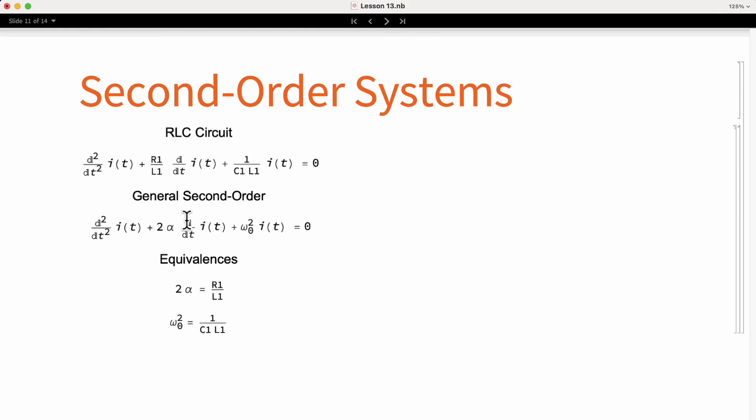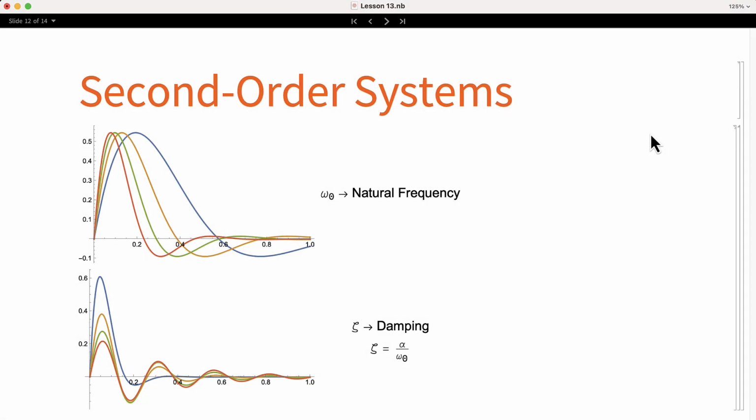We can see that it is possible to match the terms of the two equations. By making the following replacements, we can convert the RLC equation into the general second order equation. 2 times alpha is equal to R1 over L1, which is this term, and omega 0 squared is equal to 1 over C1 L1, and that is this term. The two parameters omega 0 and alpha define the behavior of the system. Omega 0 is the natural frequency, which defines the frequency at which the system oscillates. That's the parameter I changed when creating this plot.